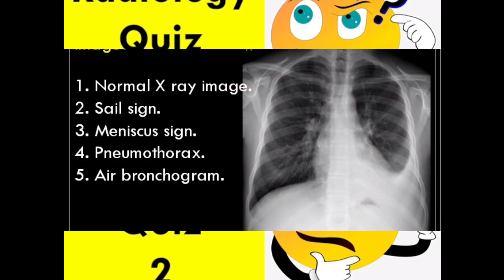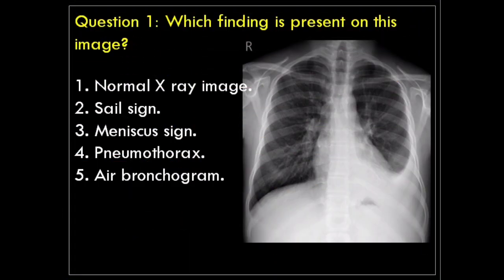Let us begin. Question 1. Which finding is present on this image? 1. Normal X-ray image. 2. Sail sign. 3. Meniscus sign. 4. Pneumothorax. 5. Air bronchogram.